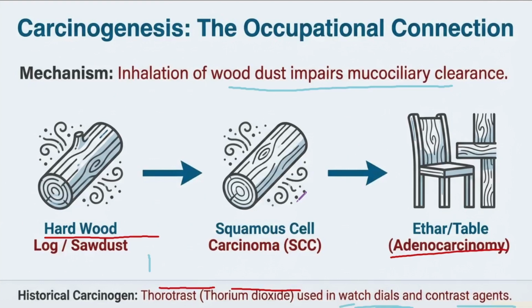And it's not just woodworkers. The list here has leather manufacturers, chrome pigment workers, and this one, watch dial painters. That is a tragic piece of history. The notes mention Thorotrast. Thorium dioxide. It was used in luminous paint, so watch dials would glow in the dark. It's radioactive. And the workers, often young women, would sometimes use their lips to point the brushes to get a fine tip. They were ingesting and inhaling alpha emitters. And years later, they developed these terrible malignancies.